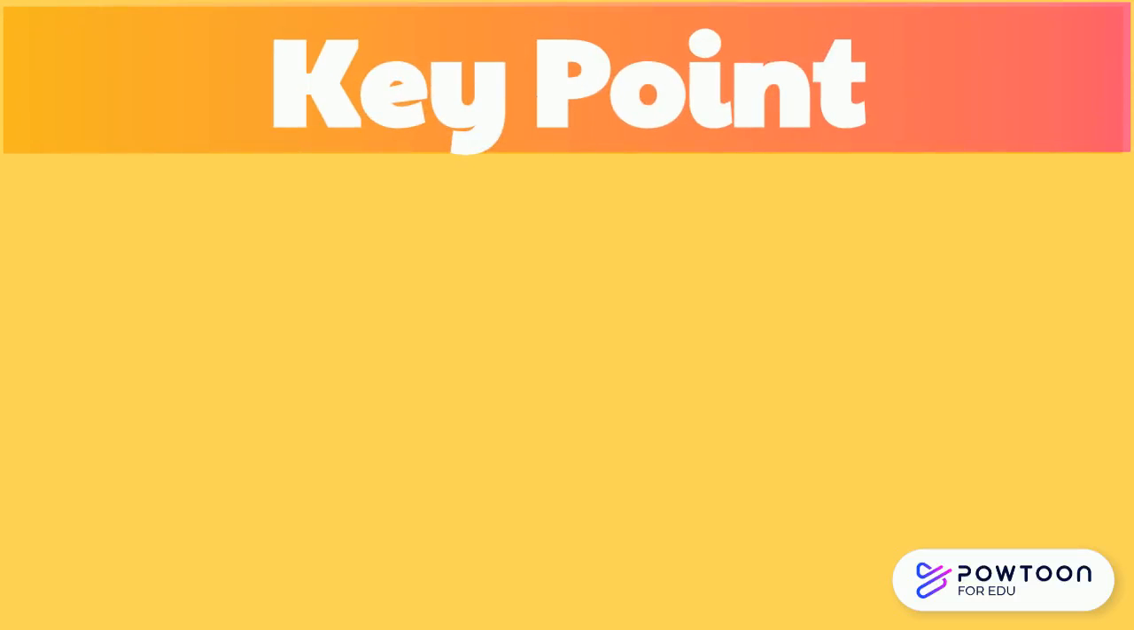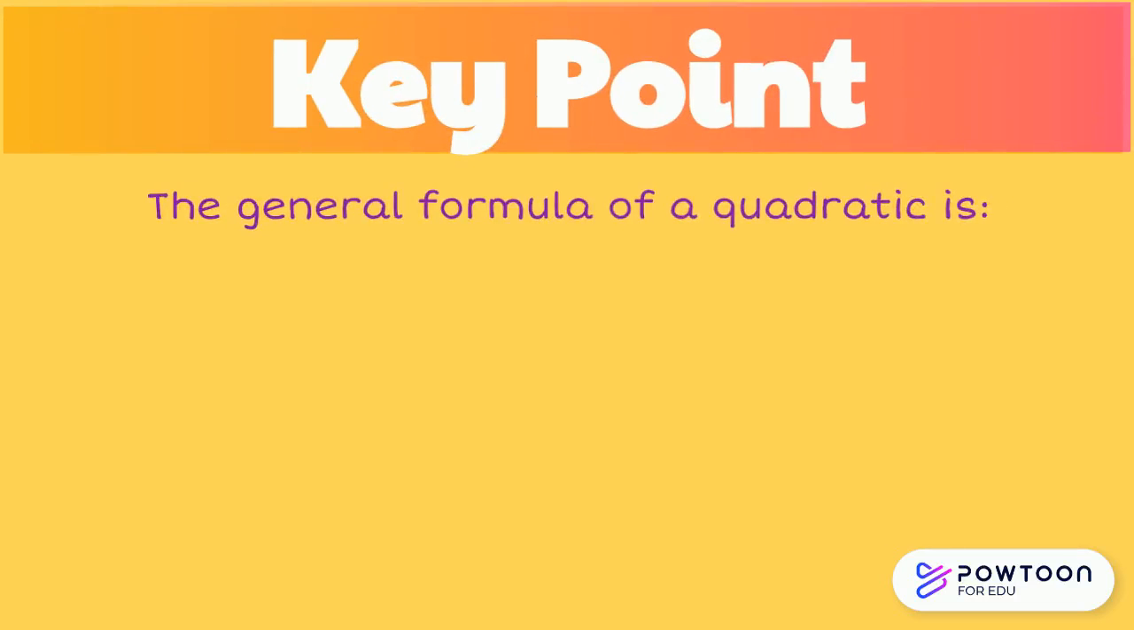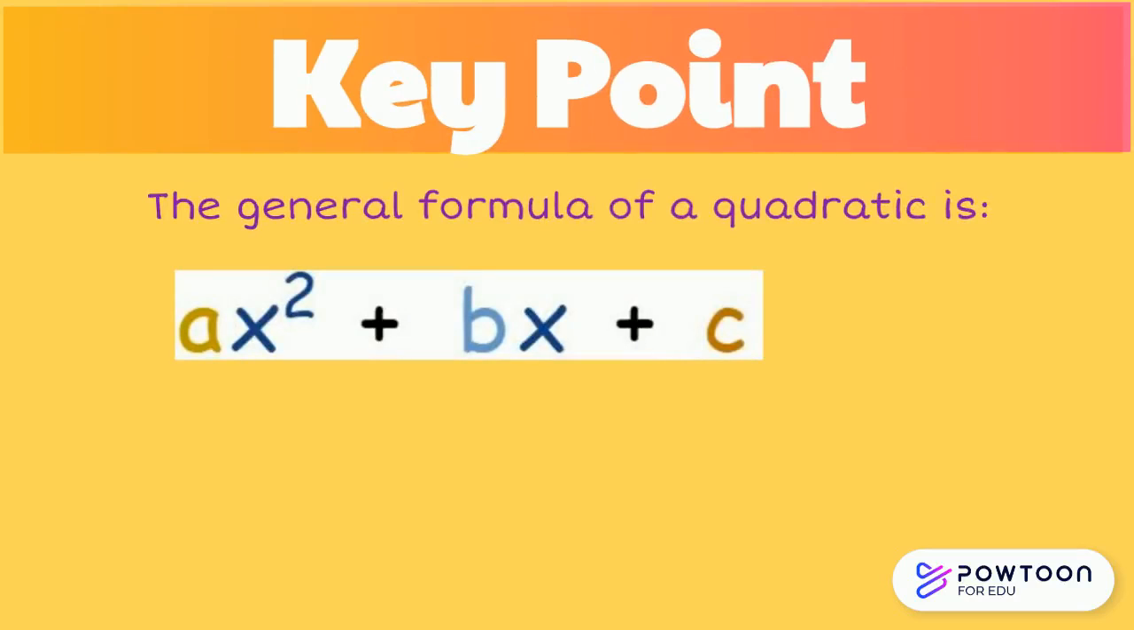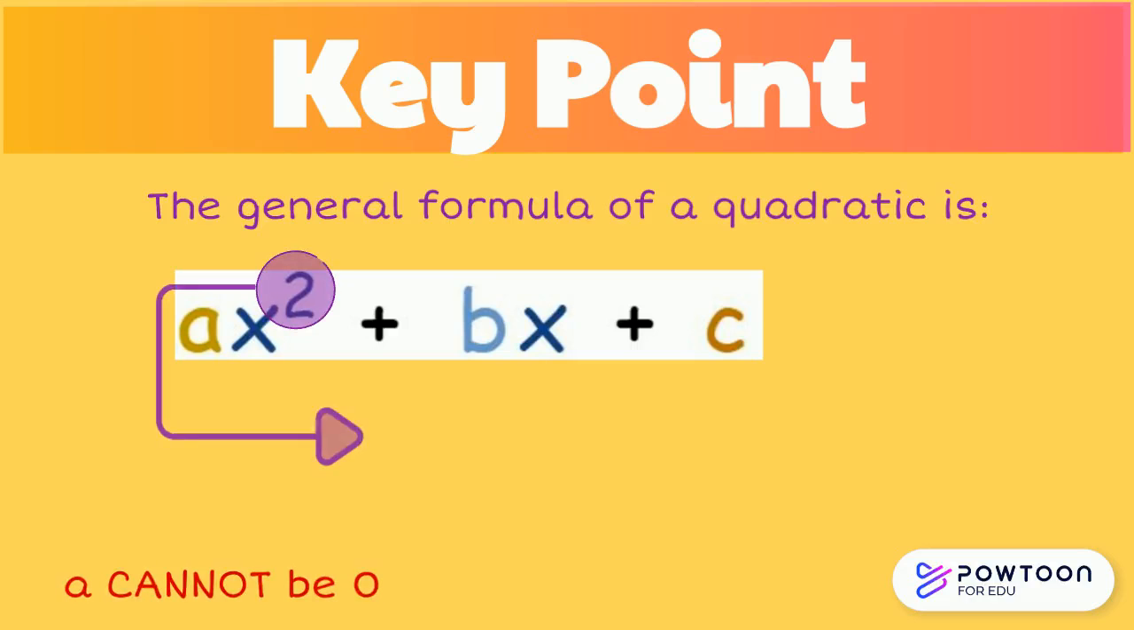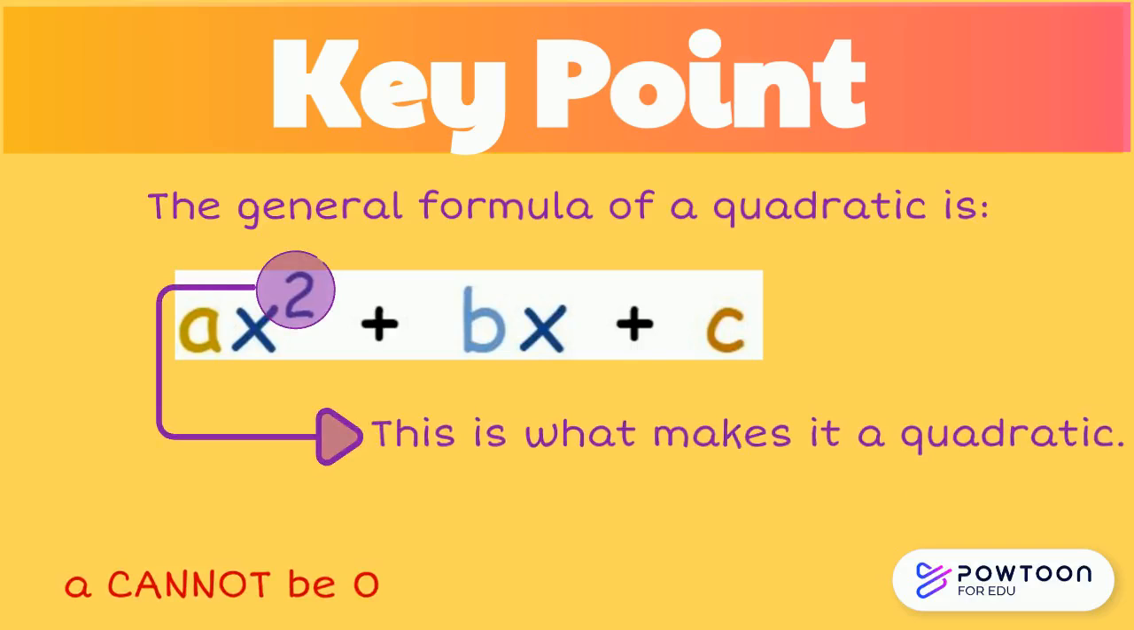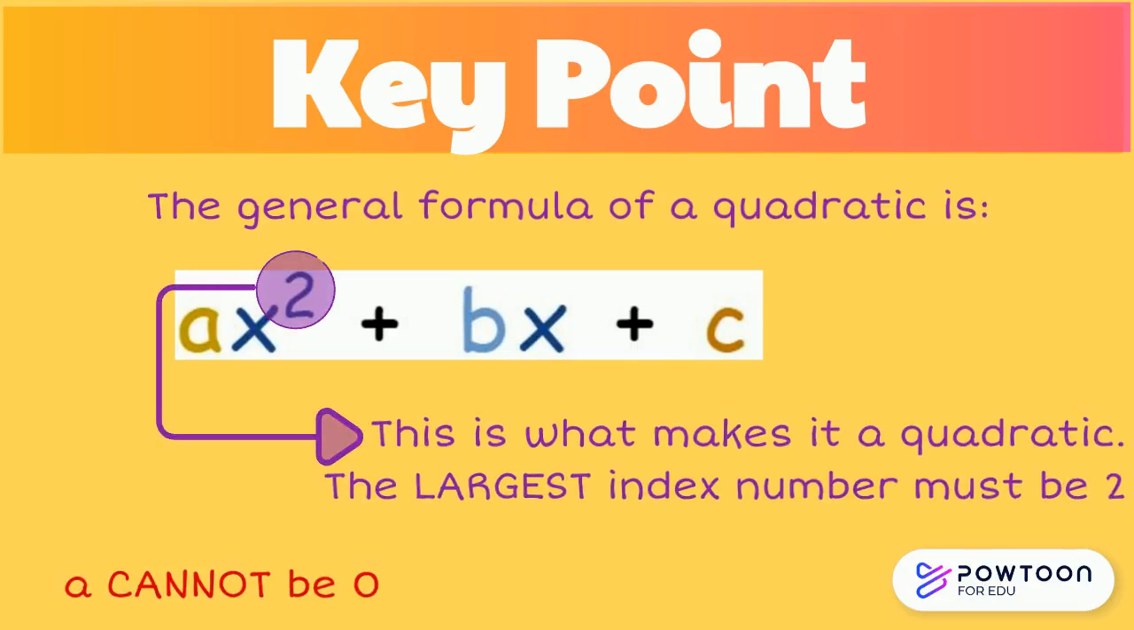First, let's just go over what the general formula of a quadratic function is. It follows the form ax squared plus bx plus c. The a, b, and c can be any numbers except a cannot be 0. And the thing that matters is that the square has to be there and it has to be the largest index number.